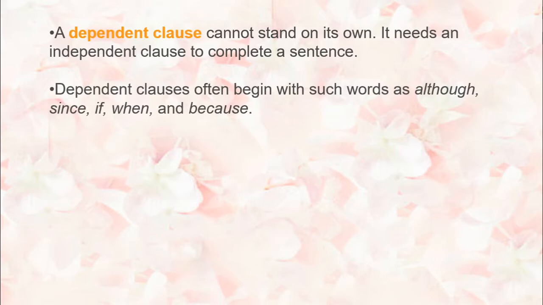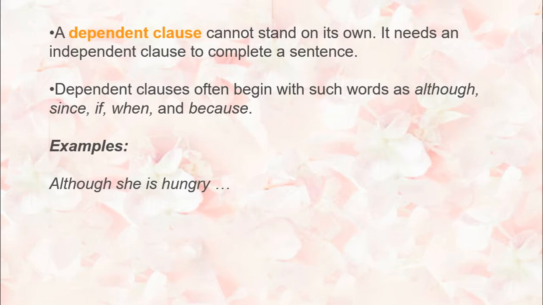Dependent clauses often begin with such words as although, since, if, when, and because. For example, although she is hungry. By reading this sentence, what can you understand? We can easily understand that this type of clauses cannot complete its meaning. So if we want to complete this clause, then we have to depend on another clause, another independent clause. So these type of clauses are called dependent clause.